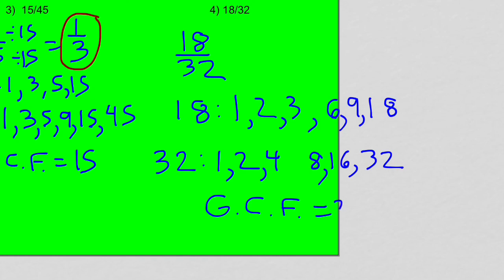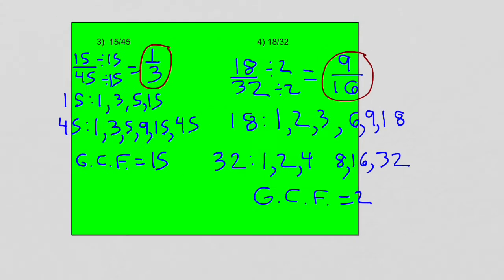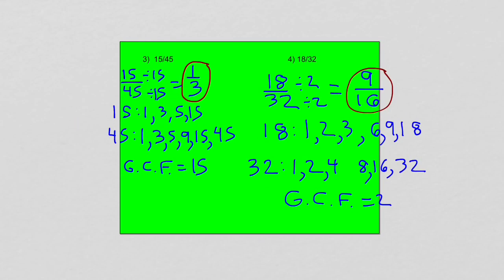So to get this in lowest terms, I will divide 18 by 2 and 32 by 2, which I say to the kids is like chopping in half. And that's 9 over 16. And that fraction is in lowest terms. So that's what we've been working on this week, is putting fractions in lowest terms.